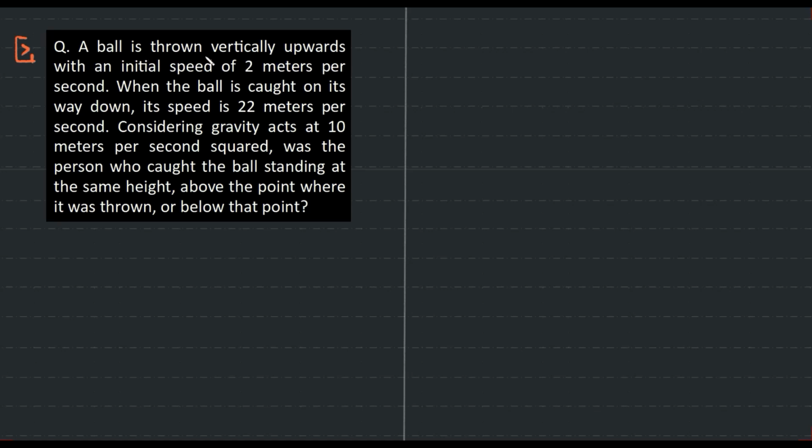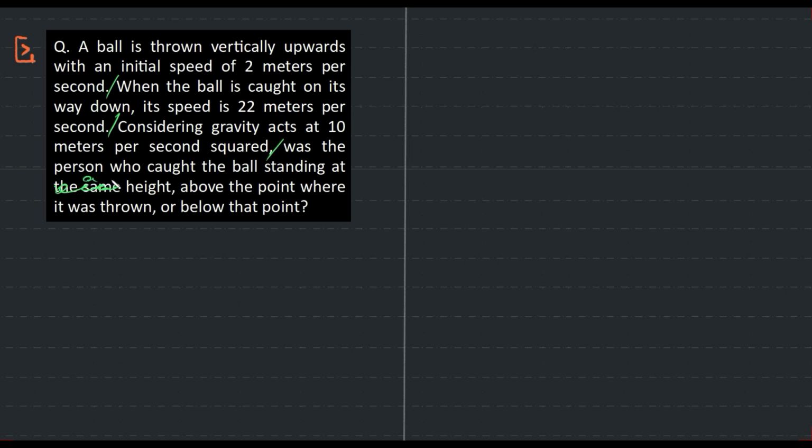A ball is thrown vertically upward with an initial speed of 2 meters per second. When the ball is caught on the way down, its speed is 22 meters per second. Considering gravity acts at 10 meters per second squared, was the person who caught the ball standing at the same height? Okay, not at the same height.